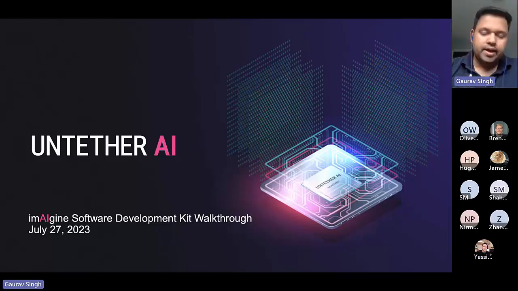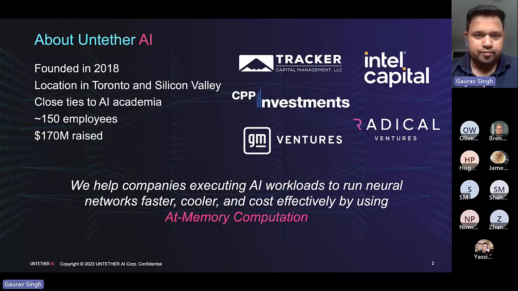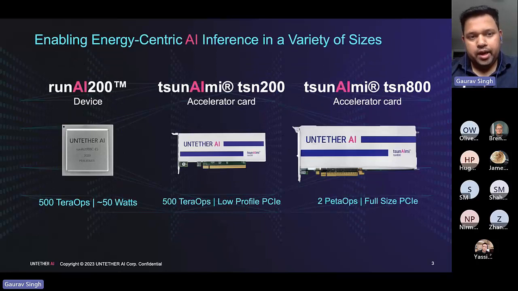So we did a presentation back in May where we introduced Untether AI, and I don't know how many of you were there, but we just have a quick slide as a refresher on who Untether AI are. So we are a 5-year-old company based in Toronto, Canada, and we help companies execute AI workloads. We run neural networks faster, consume less power, cost less, and so on. These are all investors, 150 employees, 170 million raised. We have these products right now in the market which you can get access to. And then we have a future generation of product which we will talk about in subsequent sessions, but these are the ones which we have available right now.